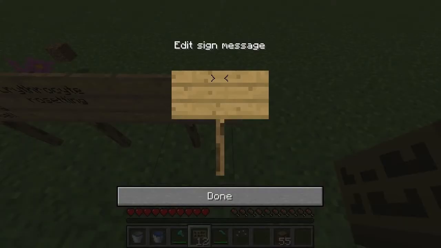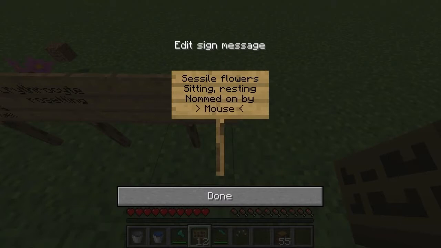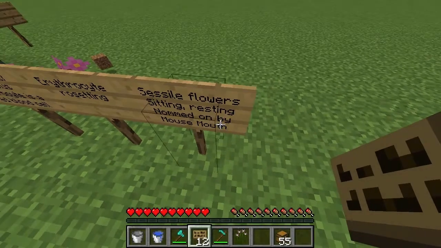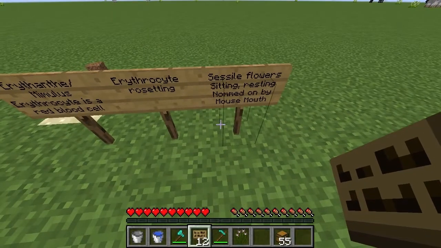But these are sessile flowers, right? So they're sitting, they're resting, they're kind of like that. And we could say nommed on by the mouse moth. So the mouse moth really likes to eat the monkey flower, and it does actually look a bit. There is an interesting looking. Not the mouse, the mouse moth.